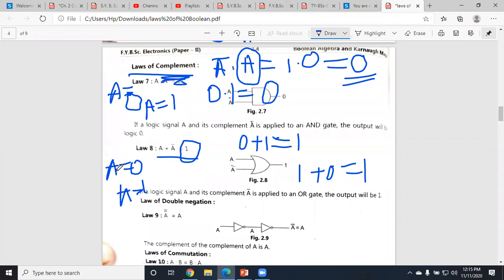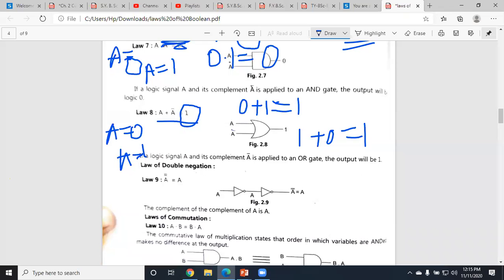We have only two conditions, either A is equal to 0 or A is equal to 1, and we have seen both cases. In both cases, the answer is 1. Correct? Now next is your law of double negation.